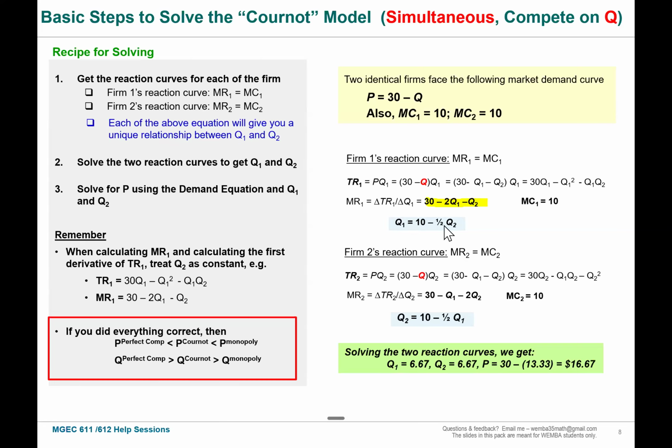Notice that it's 10 minus half Q2, it's 10 minus half Q1. So they are exactly the same. It's a reflection of each other. This happens when the marginal cost is constant, can be A and B. So you can mirror that way. In that case, whether it's A or B, the constant on the Q1 will change from 10. But the coefficient will be the same.